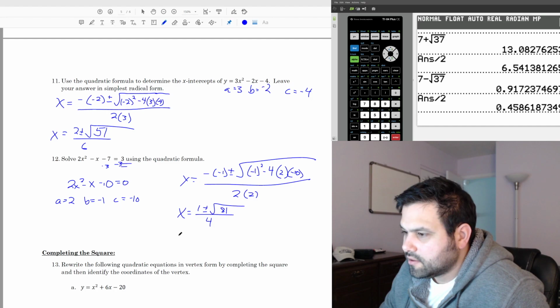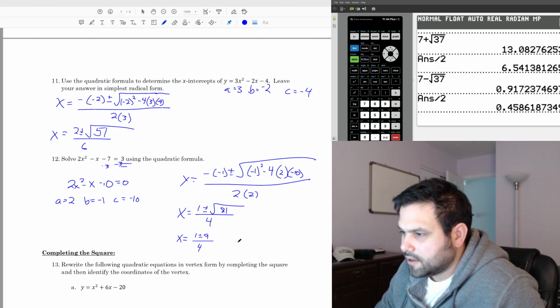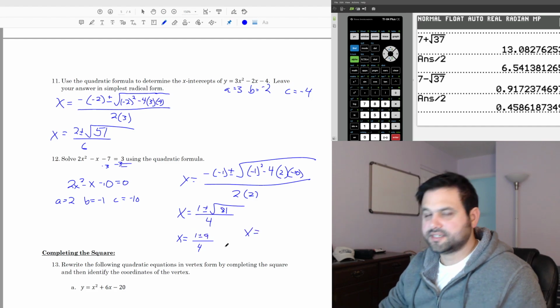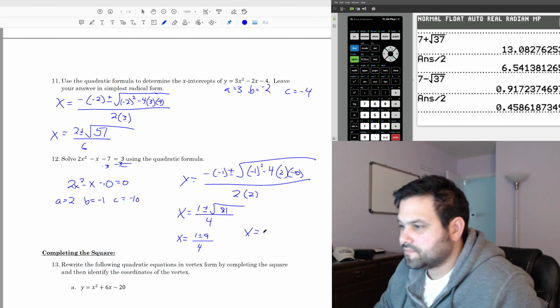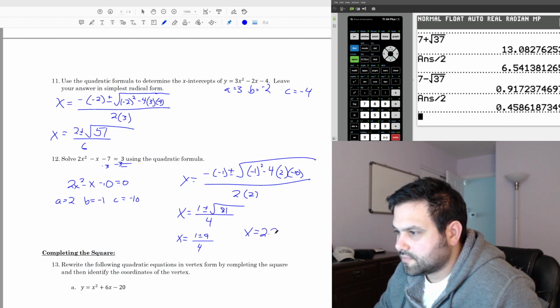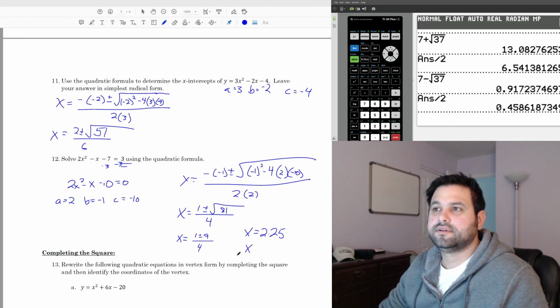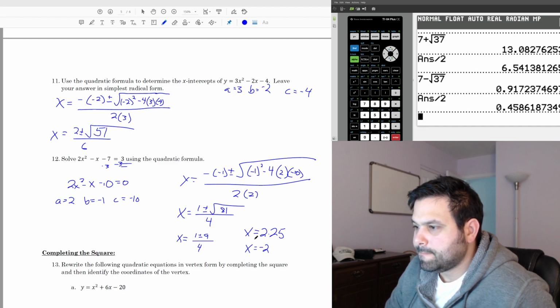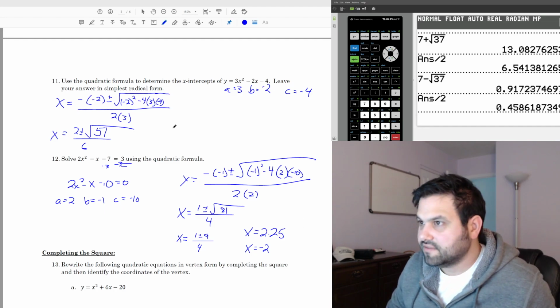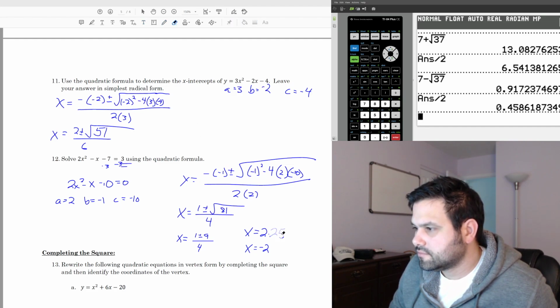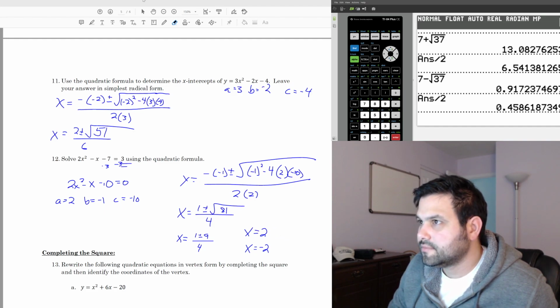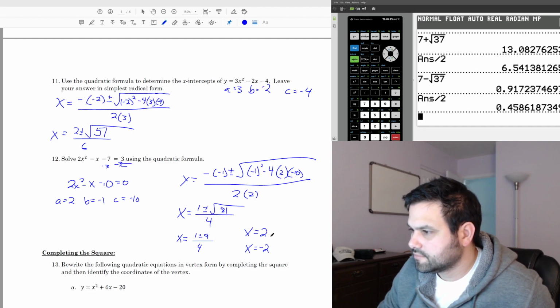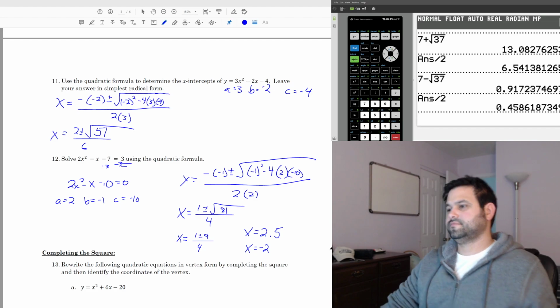So what's the square root of 81? Well, it's going to be 9. So we get 1 plus and minus 9 over 4. Okay, so now what are our two answers? Well, x equals, what's 1 plus 9? 10 divided by 4. That's 2.5, not 2.25. What's 1 minus 9? Negative 8 divided by 4. Negative 2. Okay? And there we have it. I can't really do math in my head right now. 2.5. Yeah.